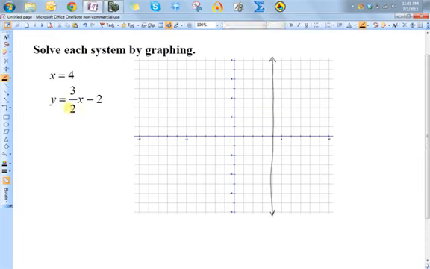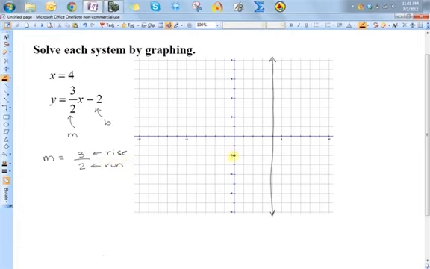Now this one is in slope-intercept form, where 3 over 2 is the slope and negative 2 is the y-intercept, which we refer to as b. So this means that it intercepts the y-axis at negative 2, so I go down to negative 2 and put a dot. Now a slope of 3 over 2 means there is a rise of 3 and a run of 2.